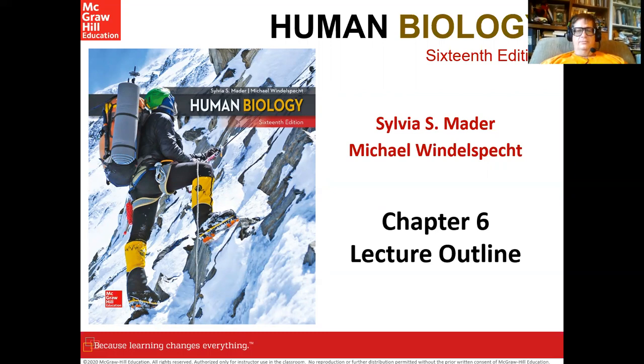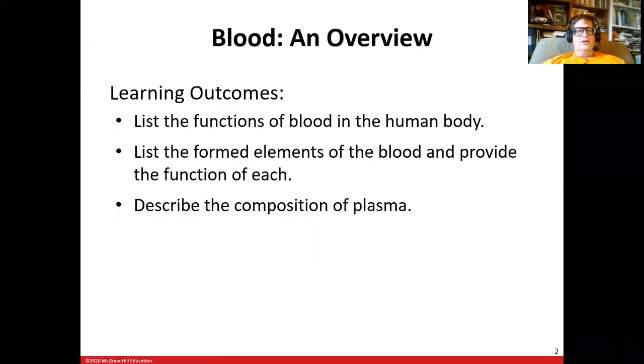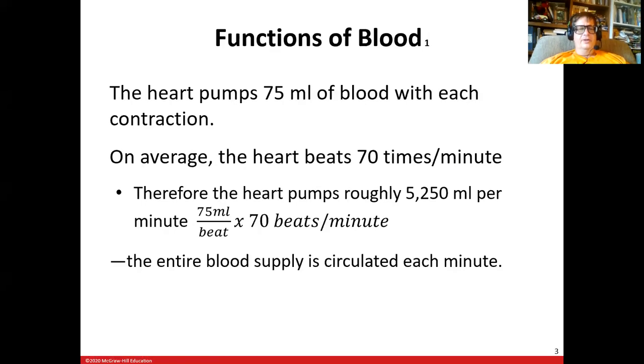So here we go. We're in human biology, and we're going to talk about blood. We're going to talk about what blood does, what the formed elements in blood are. We're mostly talking about cells and platelets, which are fragments of cells. And we'll talk about what blood plasma is made out of. Anyway, let's jump into it.